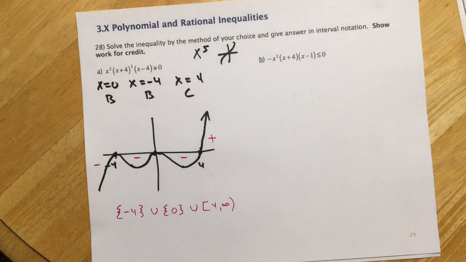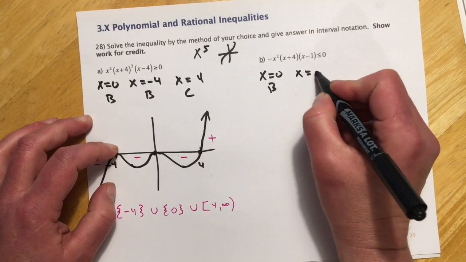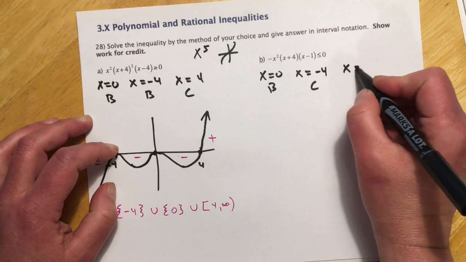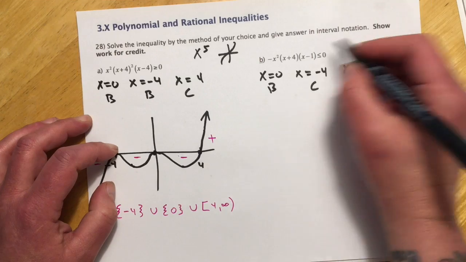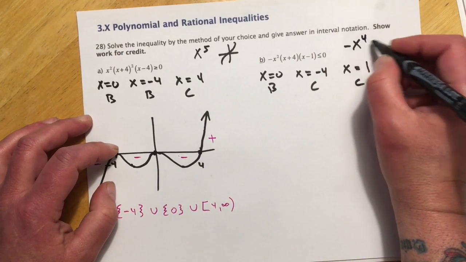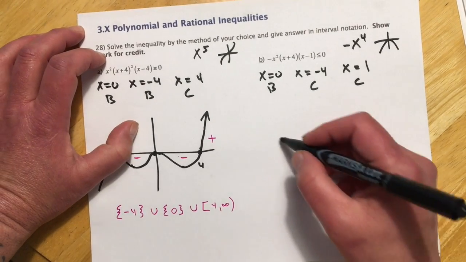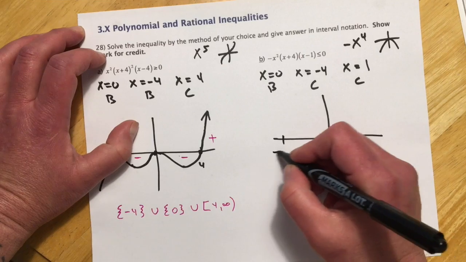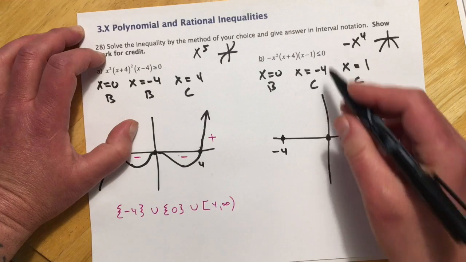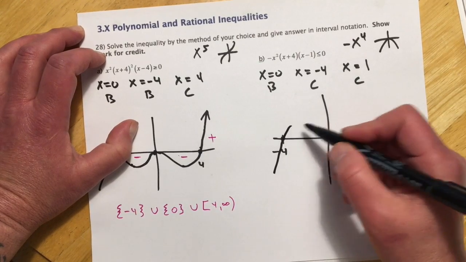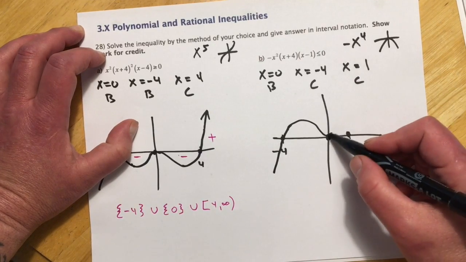So that one, we have x equals 0 bounce, x equals negative 4 cross, and x equals positive 1 cross. And we got 2, 3, 4, and a negative. So negative x to the 4th should look like this. I'll call that one negative 4. I'll call that one 1. So there's our intercepts. We're going to come in from the bottom and cross at negative 4, bounce off of the 0, and then cross back at 1.